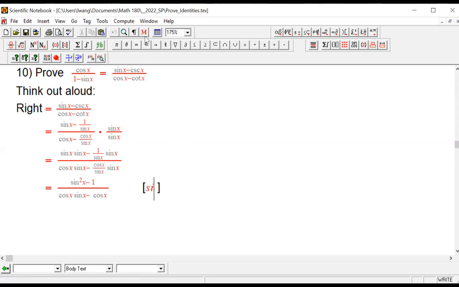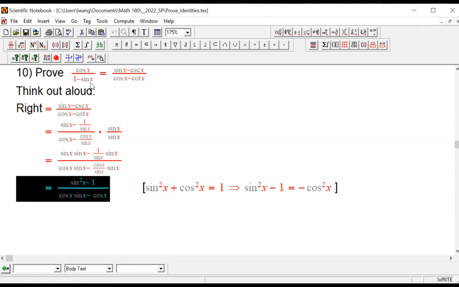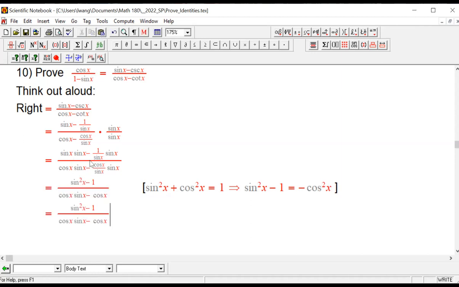Yes, it probably reminds us of sine squared x plus cosine squared x equals 1. So sine squared x minus 1. If I bring the 1 to the left-hand side, I will get sine squared x minus 1, and that's going to equal negative cosine squared x. So the top can be replaced. And what about the bottom? This piece now is negative cosine x. That's interesting, isn't it?